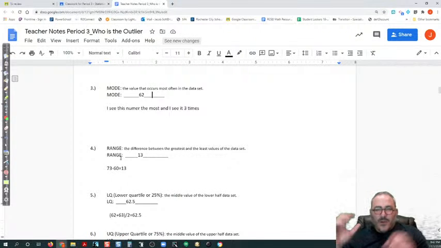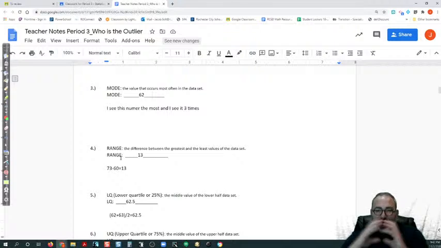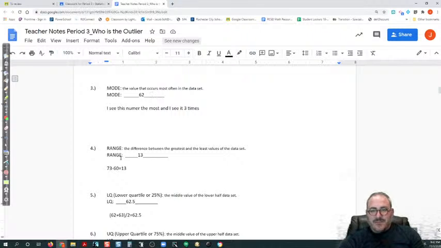But range is different. Range isn't about where the data clusters in the middle or center. Range is how dispersed the data is, how spread out it is. And to find the range, you want to remember this thing called max minus min. The range is the maximum or biggest number minus the smallest or minimum number.